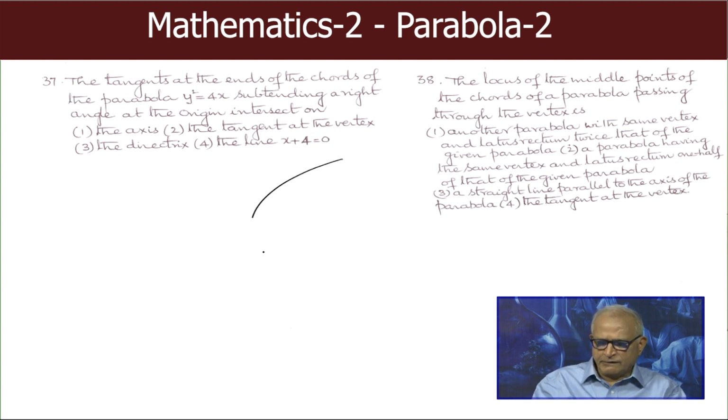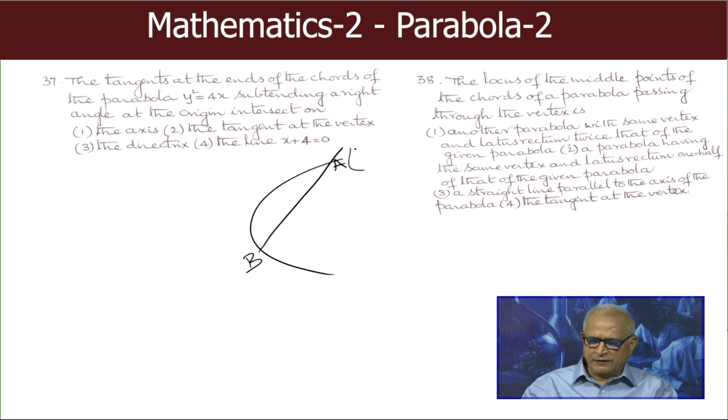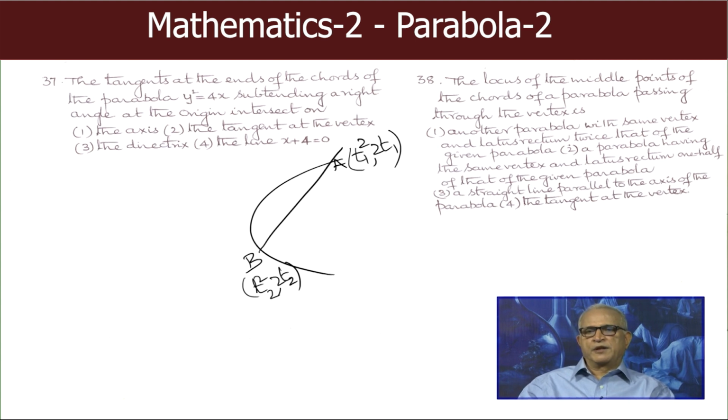Here is a chord AB. Say this is (T1 square, 2 T1) because a is 1 here. This is (T2 square, 2 T2). These are the parametric coordinates of the points A and B with parameters T1 and T2. Here a is 1, (at square, 2at) are the coordinates of a point on the parabola y square equal to 4ax. Because a is 1 here, A and B can be chosen as (T1 square, 2 T1) and (T2 square, 2 T2) with parameters T1 and T2 respectively.